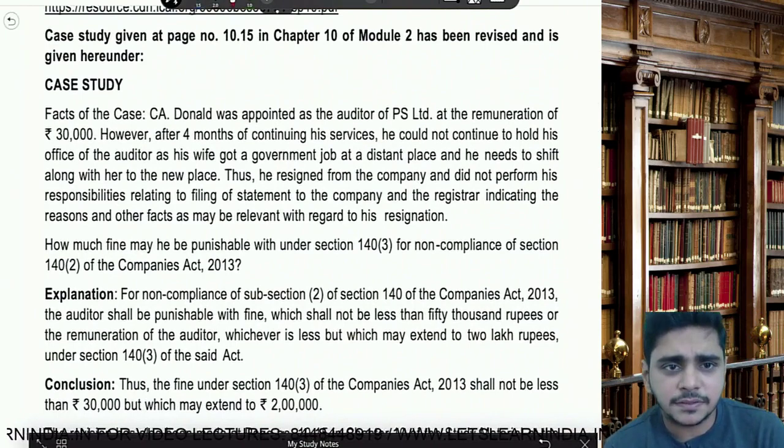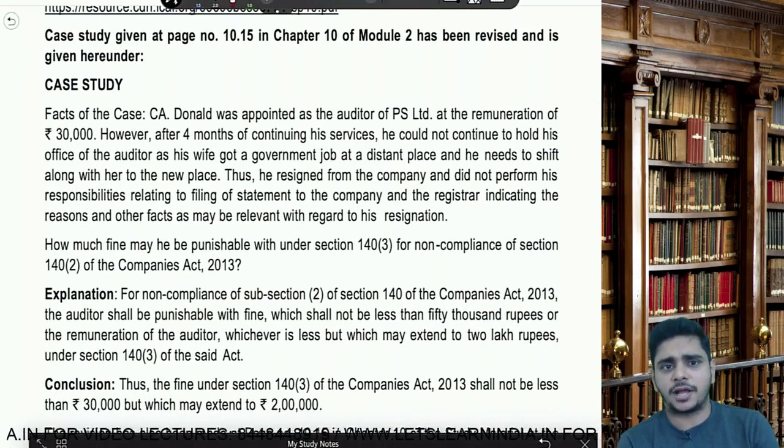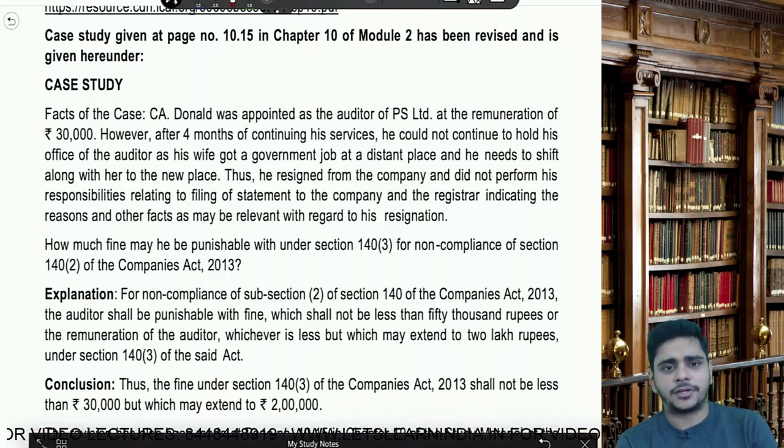There's a mistake in the answer. CA Donald was appointed as the auditor of PS Limited at a remuneration of 30,000. However, after 4 months of continuing his service, he could not hold the office of auditor as his wife got a government job at a distant place and he needs to shift. So the auditor will resign. Thus he resigned. What is the penalty for resigning?